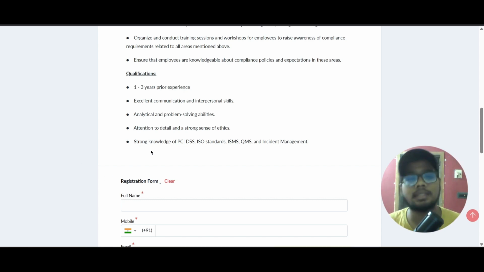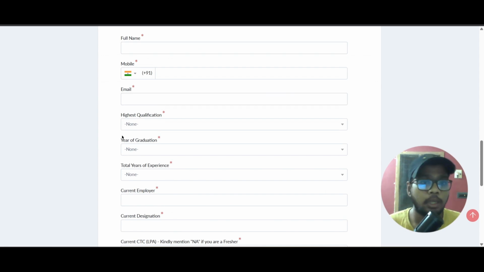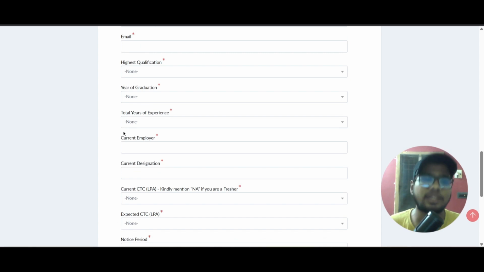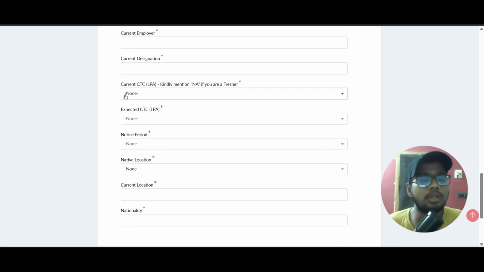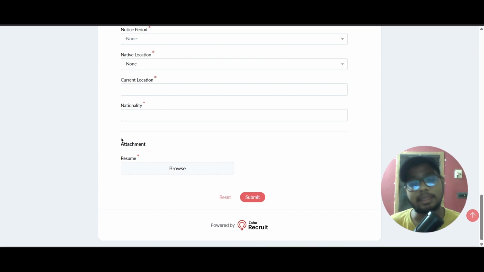So here is the registration form. You will need to fill in your name, mobile number, email, your highest qualification, year of graduation, and the total years of experience you have, the current employer, like where you are currently working, your current designation, and also you need to mention the current CTC, then the expected CTC, notice period, your native location, current location, nationality. Then you need to upload your resume here and click on submit.